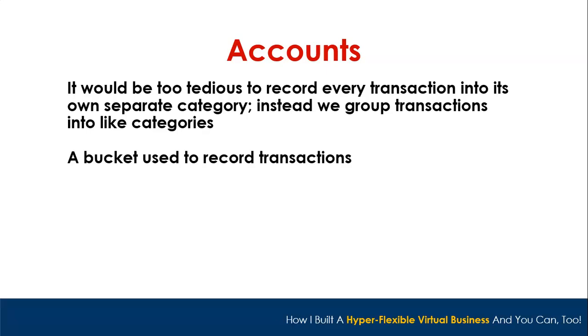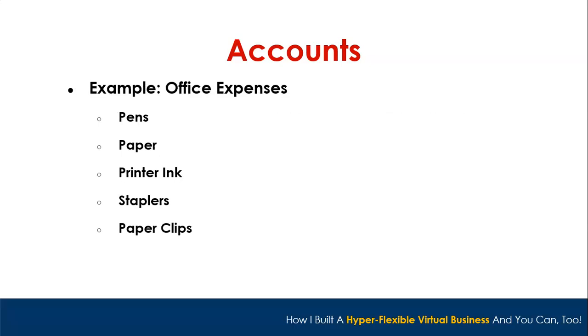So instead, we're going to group our transactions into like categories. And what do I mean by that? A good example is office expenses. We can buy all kinds of stuff for the office, right? We can buy pens and paper and printer ink and staplers and paper clips, you name it. They're all expenses related to running our office.